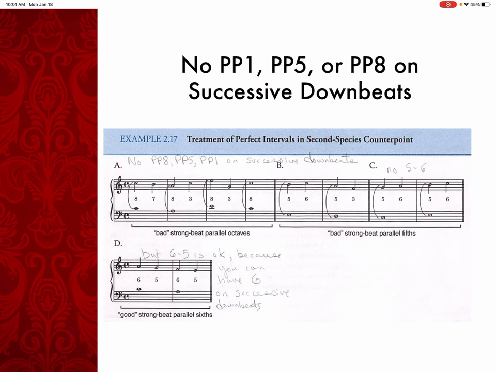You've got the intervals of 5, 6, 5, 6. Now those are both consonant intervals, but you still have 5s on downbeats. So 5 to 6 is not good either, but letter D, where you have 6 to 5, is perfect because now you have 6s on downbeats. So letter D sounds like this. Those are good strong beat parallel sixths. All right, so again, do not have perfect intervals on successive downbeats of measures that are next to each other.